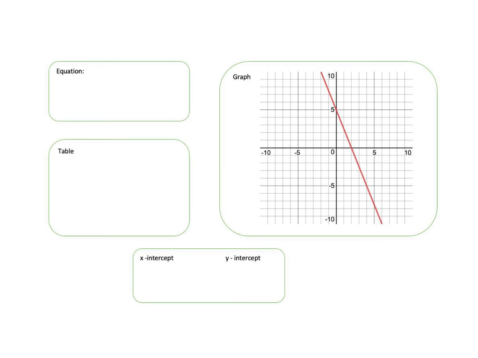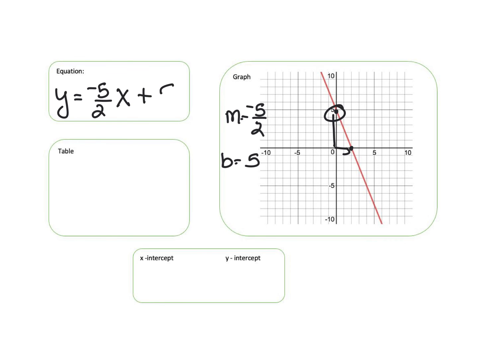One more example. So in this particular one, I'm given the graph. I'm not given the equation. So I'm going to see if I can write my equation by first counting my slope. Looks to me like it is going down 5 and right 2. So that's negative 5 over 2. And it's crossing the y-axis, so my b value is 5. Therefore, my equation would be y equals negative 5 over 2x plus 5.